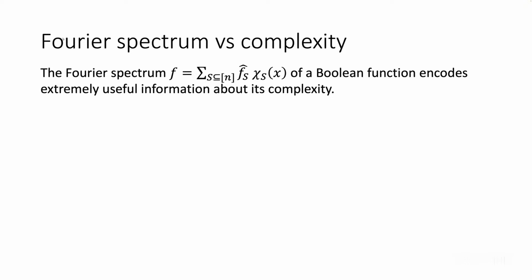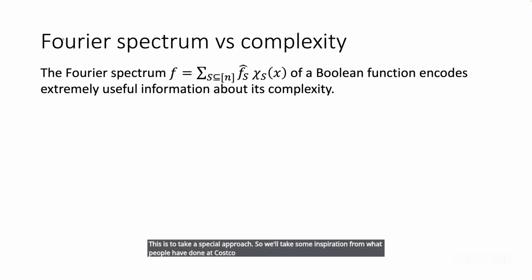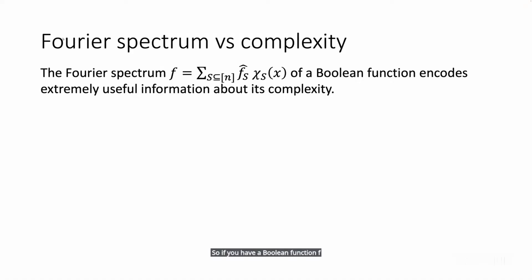So let me talk about an approach that we took recently. This is to take a spectral approach. We'll take some inspiration from what people have done in classical complexity, and that is to look at the Fourier spectrum of functions that you're interested in. If you have a Boolean function f, you can write it as a Fourier expansion in this way.